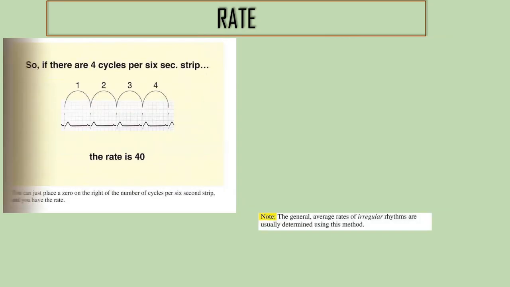So if there are 4 cycles in a 6 second strip, the rate is 40. You can just place a 0 to the right of the number of cycles in the 6 second strip, and that is the rate. The general average rates of irregular rhythms are usually determined using this method.